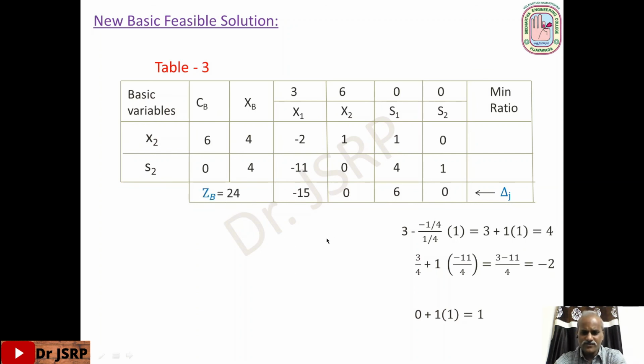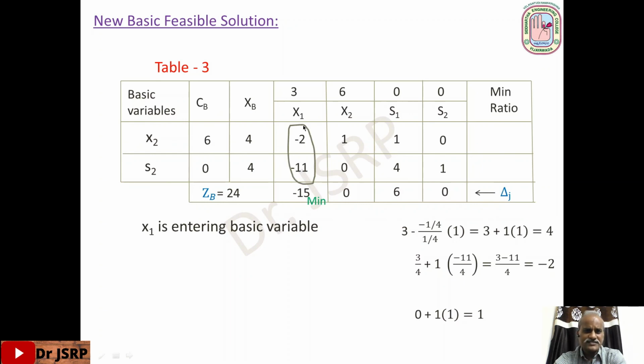Okay, right. Now verify the optimality condition. Again, the optimality condition is still not satisfied. One of the delta J values is negative. So we have only one negative delta J value, itself the minimum value. The corresponding variable is x1. x1 is the entering basic variable. And circle it. Circle this column.